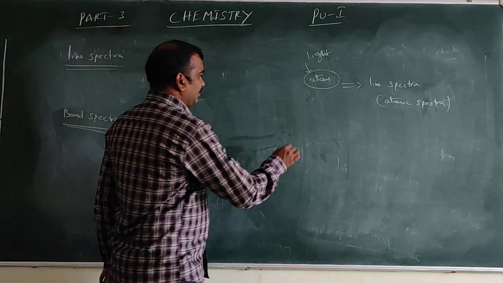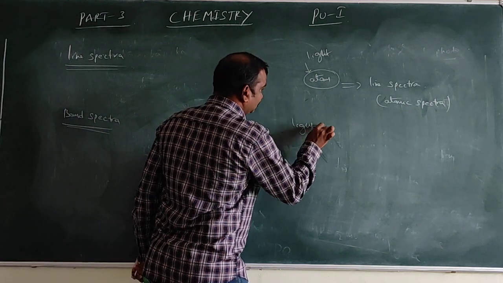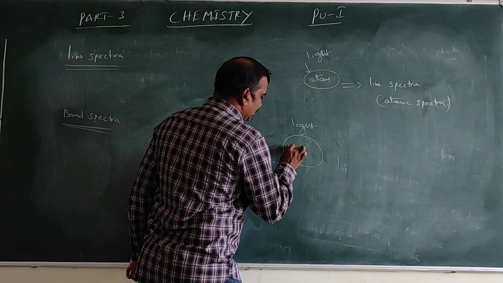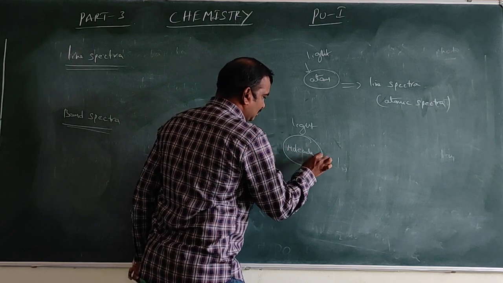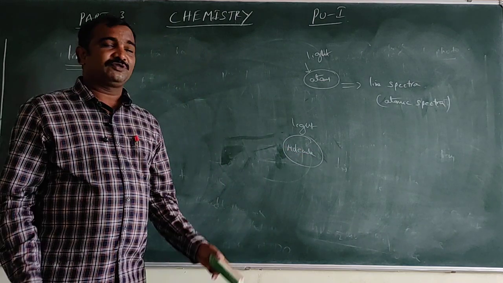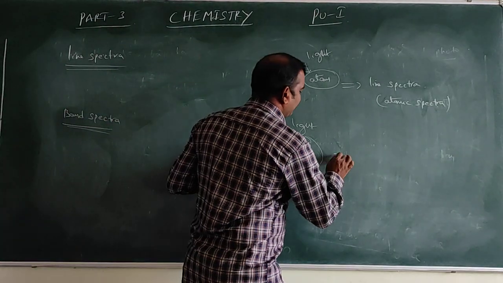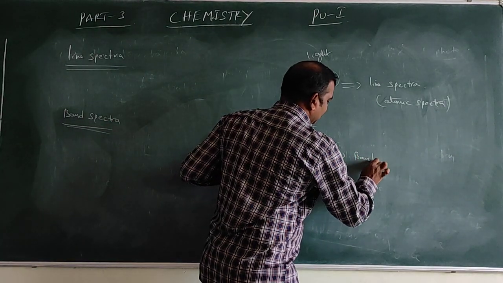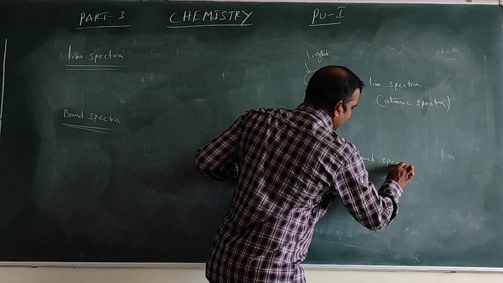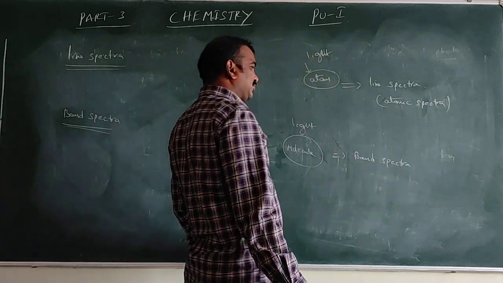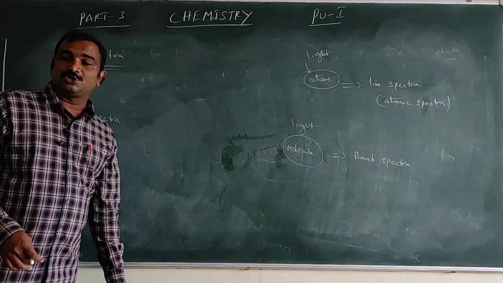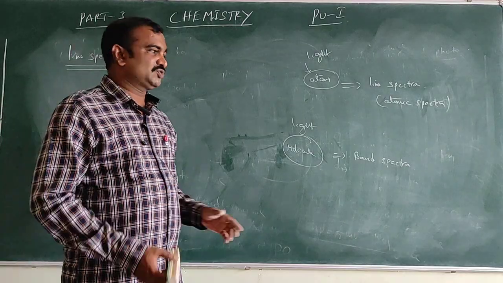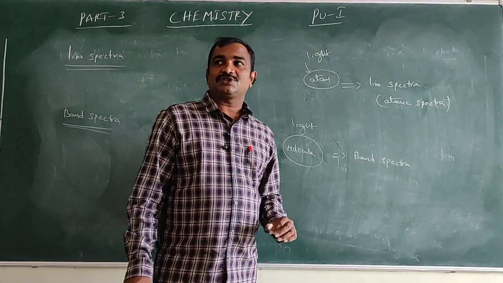Like that, when light falls on a molecule, meaning two or more atoms combined to form a molecule, the band spectrum is formed. Why? Because a molecule has two or more atoms, a group of atoms, so a large band is formed. So it is called a band spectrum.